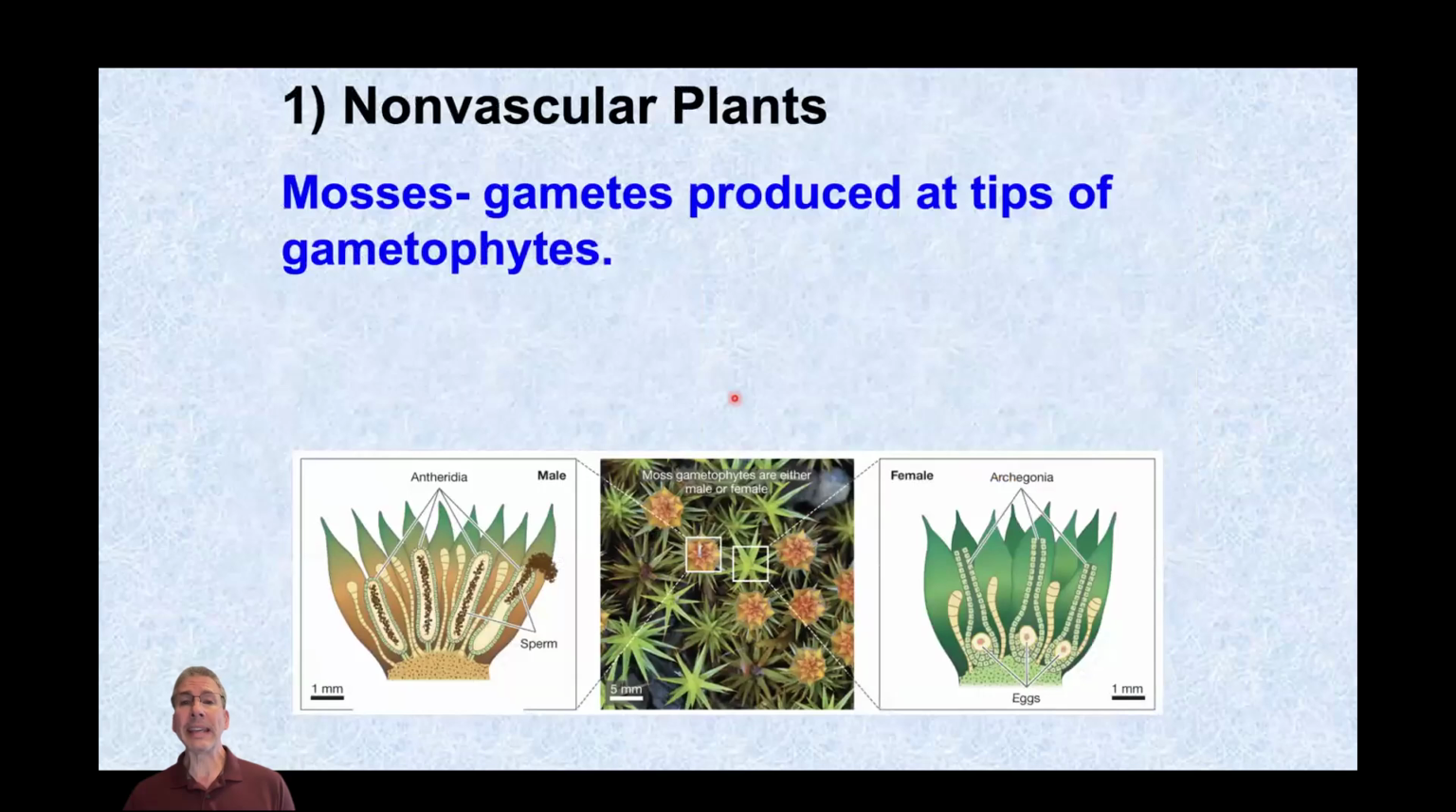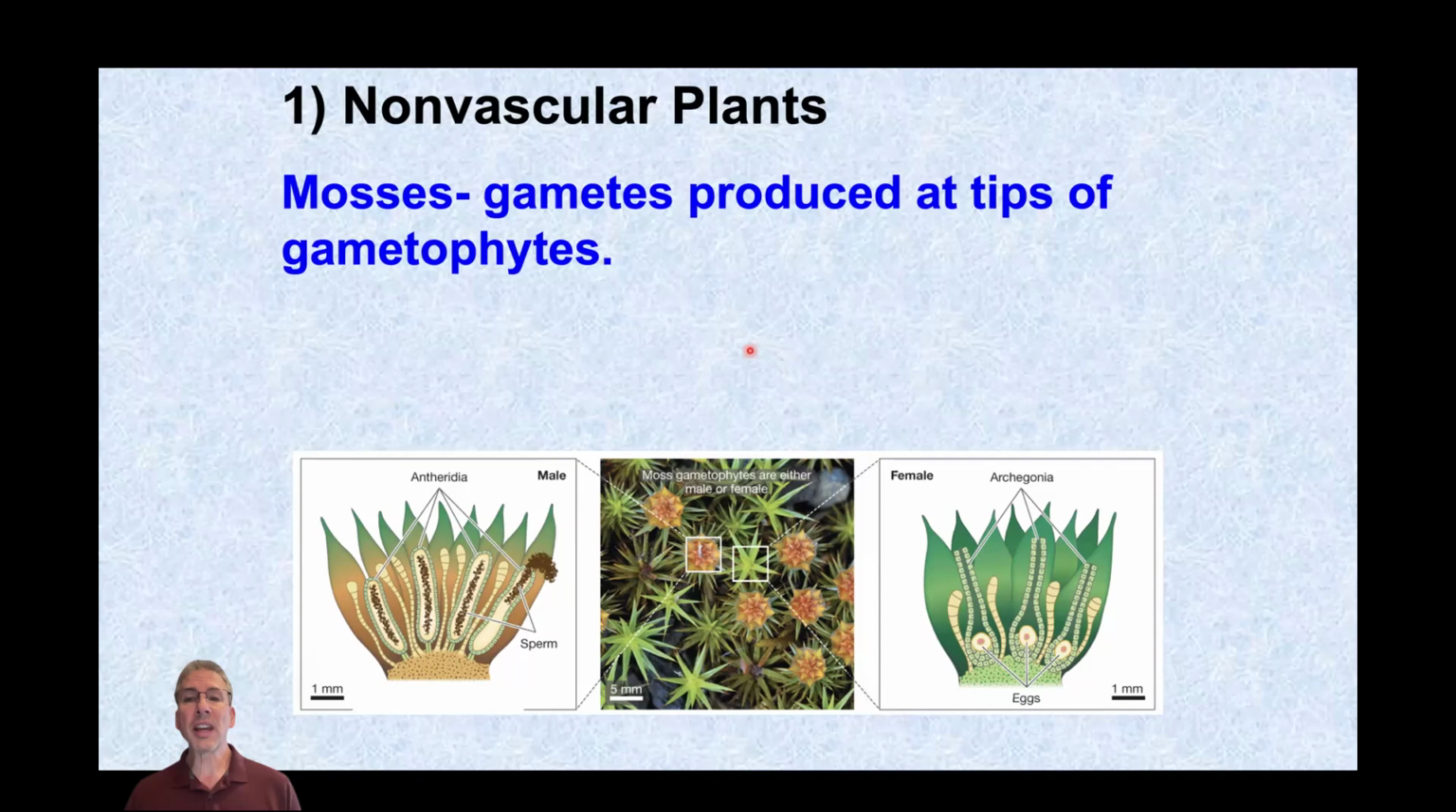But a few initial comments about mosses. They produce gametes at the tips of their gametophytes. So, for example, toward the center, we're looking down on several gametophytes of mosses. Some of these are male. Those are producing sperm at the tips. Others are female. Those are producing eggs at the tips. So again, they produce their gametes at the tips of gametophytes.